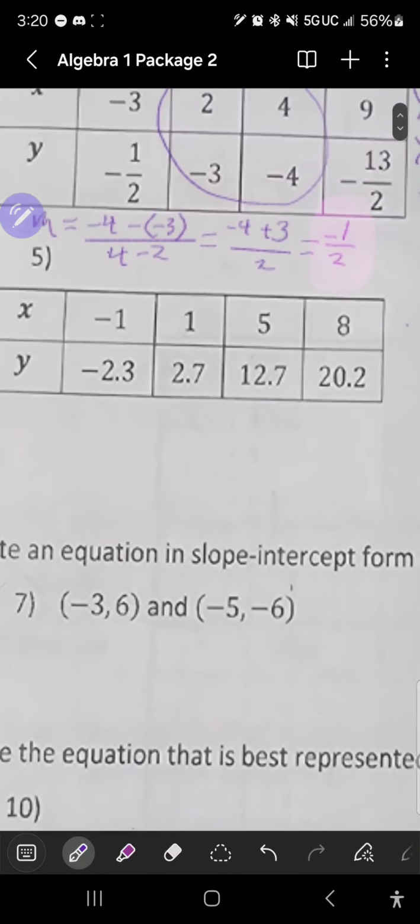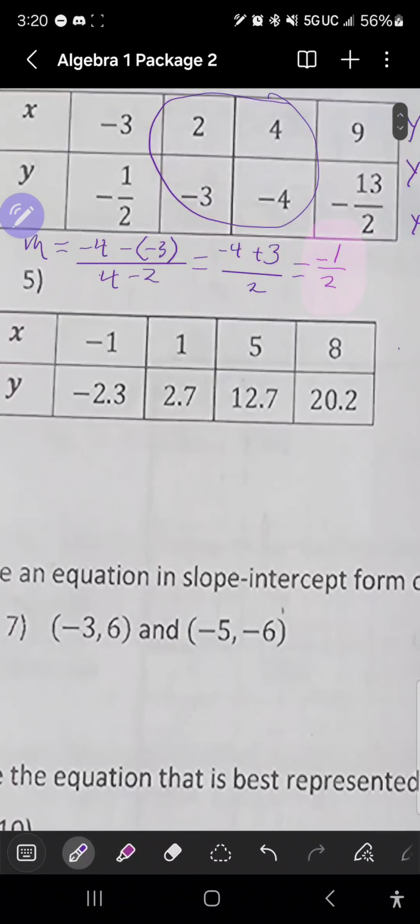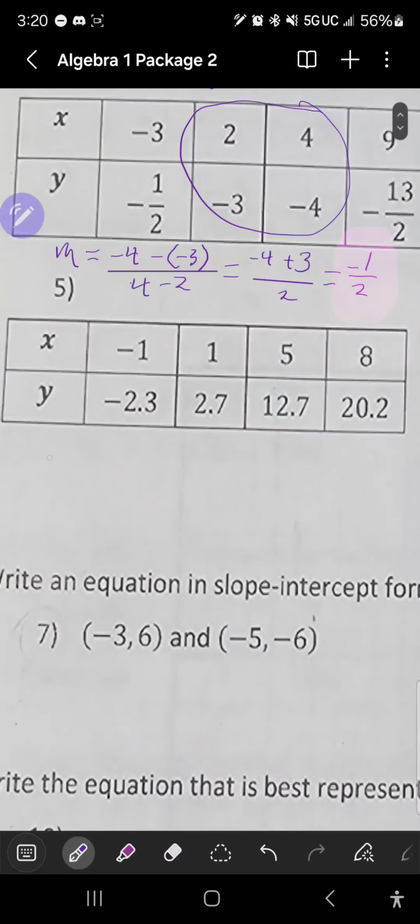To keep going, we have that m equals 12.7 minus 2.7 over 5 minus 1. Now, 12.7 minus 2.7 is just 10. 5 minus 1 is just 4. And this is 2.5. 10 divided by 4 is 2.5.